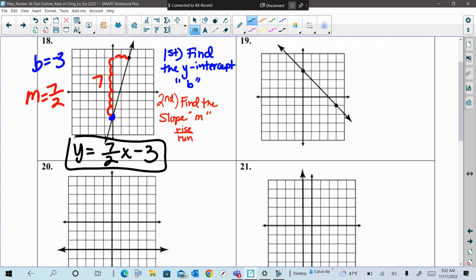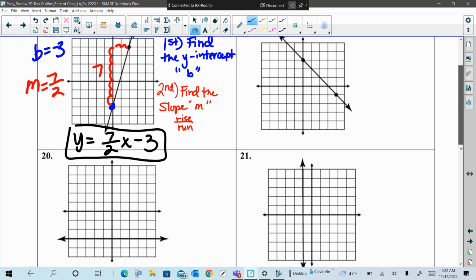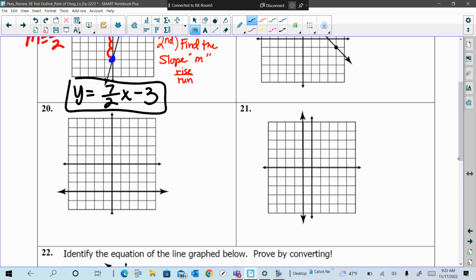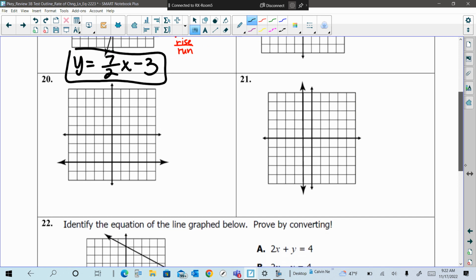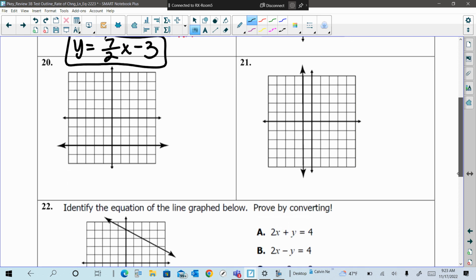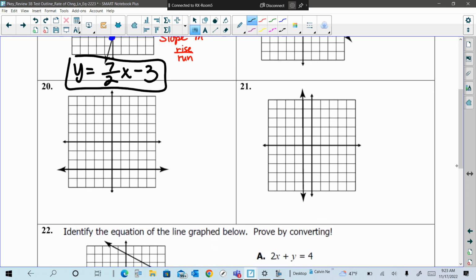And for 20, it's 0. That's the slope. I want the equation. So let's jump to 20, because some of y'all are looking at that. Oh, it's a delayed version. y equals 7 over 2x, sorry, minus 3. Let me connect it this way. Maybe there won't be so much of a delay.